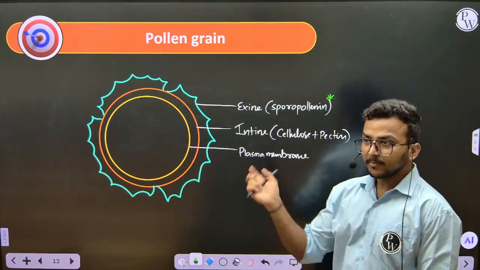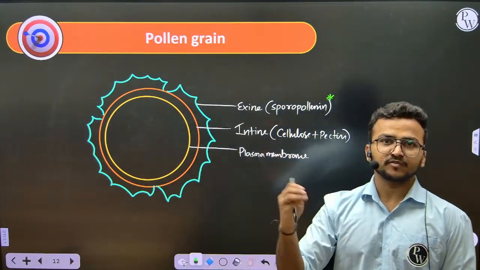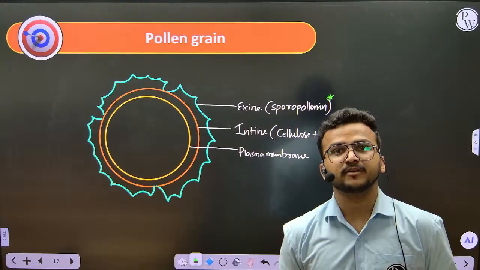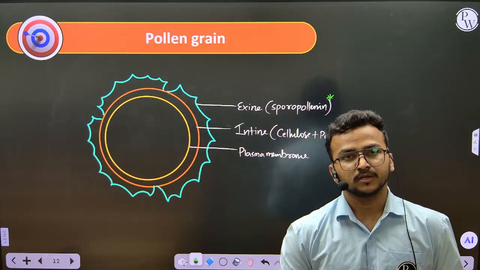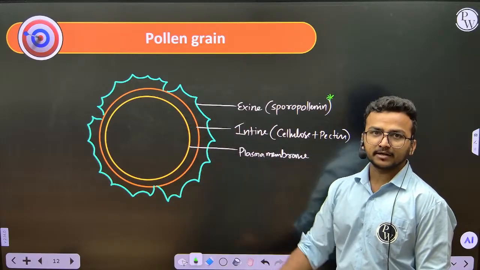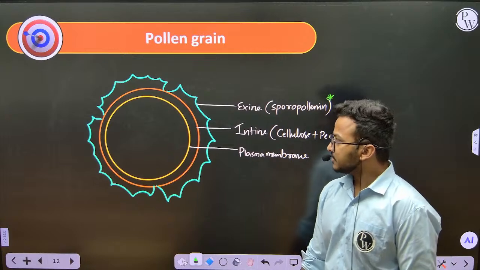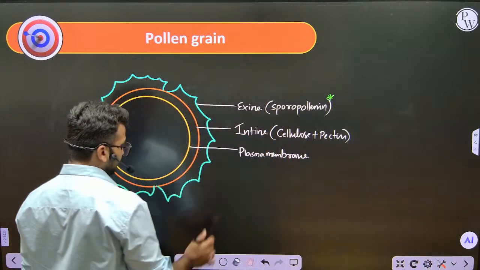And due to the presence of sporopollenin, even pollen grains can be preserved in the form of fossil also. Because of the sporopollenin, it is protecting the pollen grain, no? So it will be protecting the gametes there. So this sporopollenin is having that much importance.